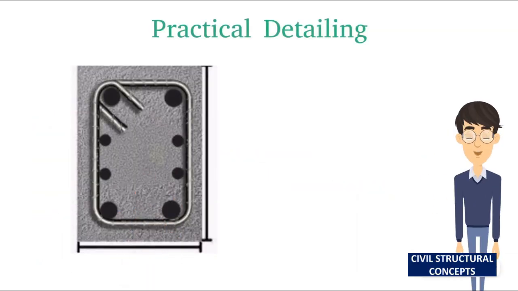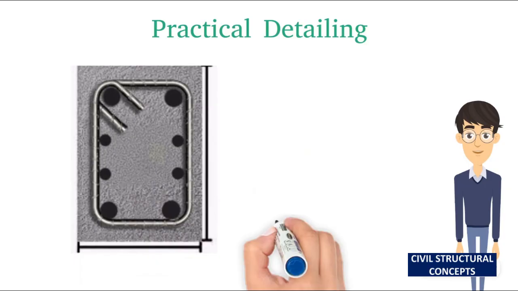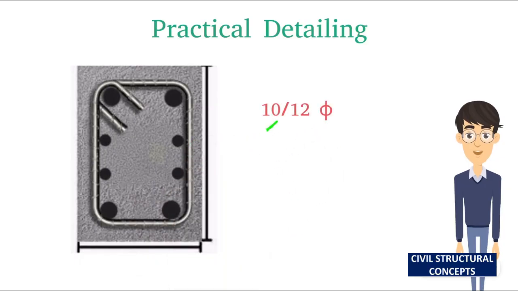In practice, this reinforcement is provided using 10 mm or 12 mm diameter bars, placed horizontally along the side faces and tied to stirrups. Bars must be straight, parallel, and properly anchored with cover blocks.